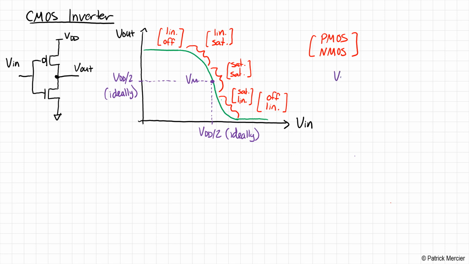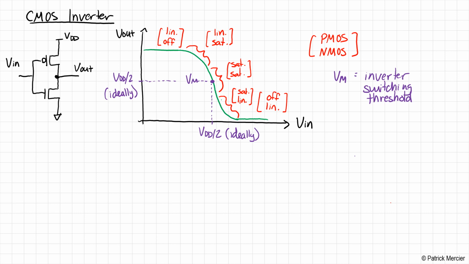Let me just add one more note. VM here, this is what we call the inverter switching threshold. So we say beyond VM, we have gone from a logic 0 to a logic 1.